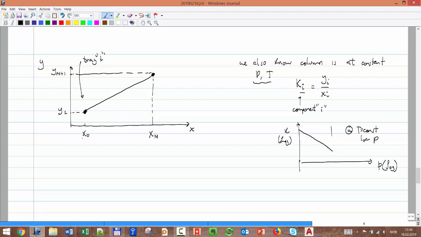So in our system, for the water, if we calculate K of H2O at that pressure and temperature, we know that Y of H2O over X of H2O is also going to be constant, because in the tower we are always roughly at the same pressure and temperature. Therefore, the K of H2O in the tower is constant.